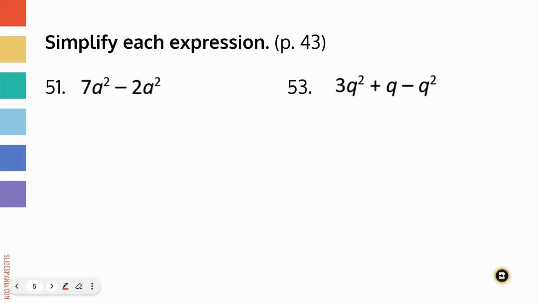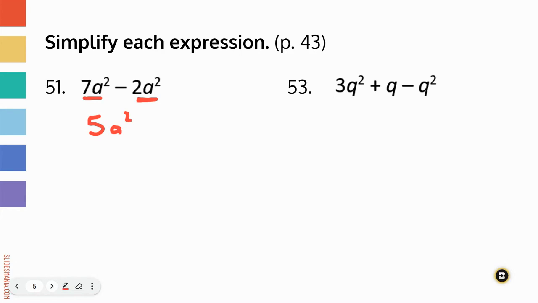Okay, number 51, we've got 7a squared minus 2a squared. And again, they both have an a squared, so both of these are like terms. So that means we can take the coefficient, which is the number in front, and subtract. So 7 minus 2 is going to give me 5, and then the a squared stays. Okay, so that is my simplified answer.